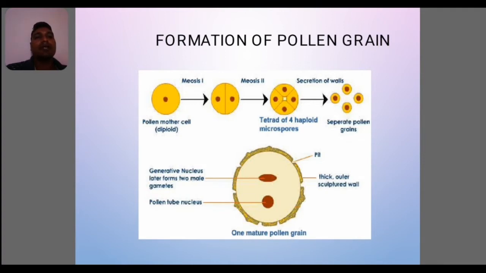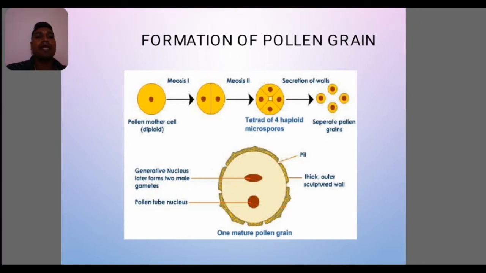Later the pollen grain matures, and after cell division it possesses a generative nucleus, which later forms the two male gametes, and another one is the pollen tube nucleus. So that is a mature pollen grain.